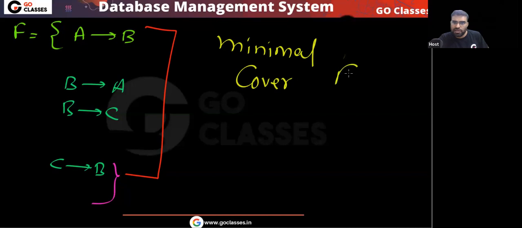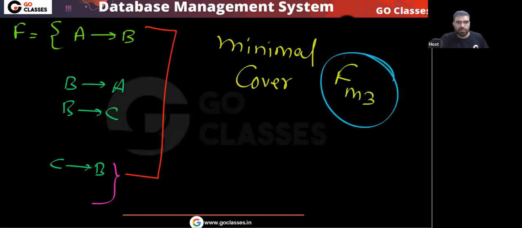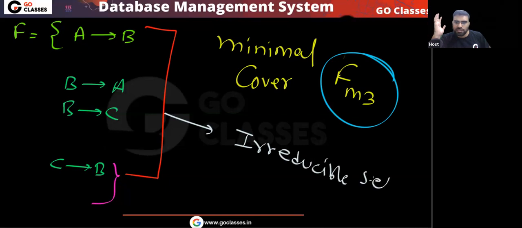This is your minimal cover FM3. Is this clear? We got another minimal cover. So you can have many minimal covers, right? This is the point I want to tell you, that you can have many minimal covers. Again, this is irreducible. You cannot reduce further. Again, this is an irreducible set of FDs. Is this clear? So the point is simple, that you can have many minimal covers.